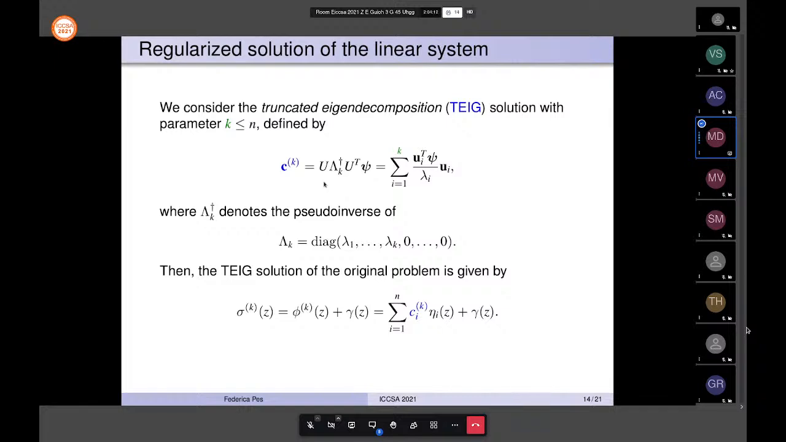And we consider the truncated decomposition solution with a regularization parameter K. So the TSVD solution of the original problem is given by this sum, in which this function gamma is a linear function introduced before.